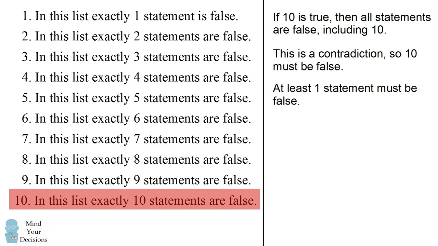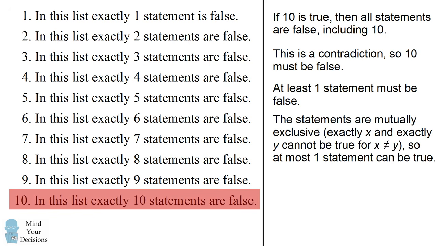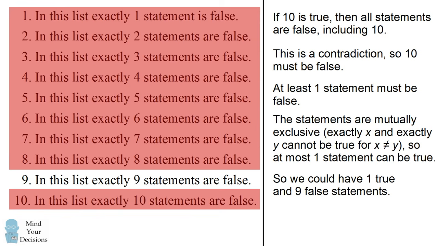How many of the statements can be true at the same time? The statements in the list are mutually exclusive. You cannot have exactly x statements be true and exactly y statements be true for x not equal to y. This implies at most one statement can be true. If one statement is true, that would mean 9 statements are false. So our candidate is 9 false statements and 1 true statement. This corresponds to the claim of statement 9.